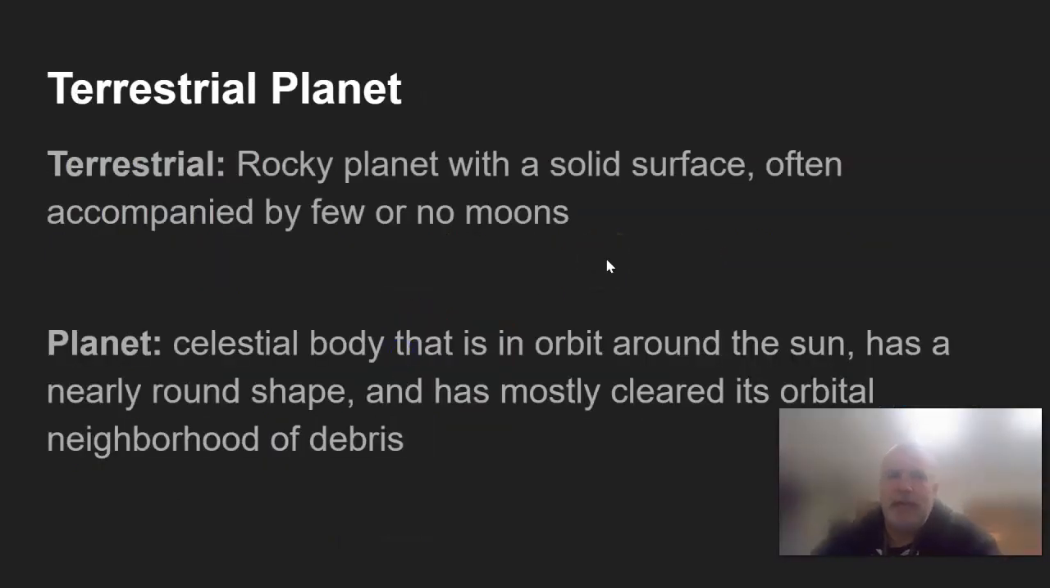A terrestrial planet is a rocky planet with a solid surface, often accompanied by few or no moons. Would be like the Earth. A planet is a celestial body that is in orbit around the sun, has a nearly round shape, and as we have already pointed out, has cleared out most of its orbital neighborhood of debris.